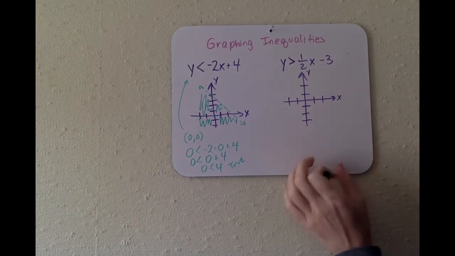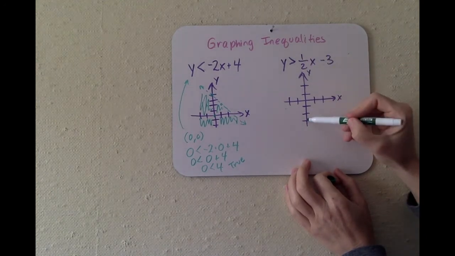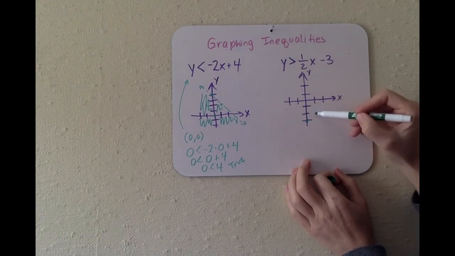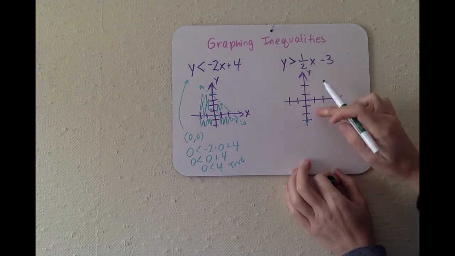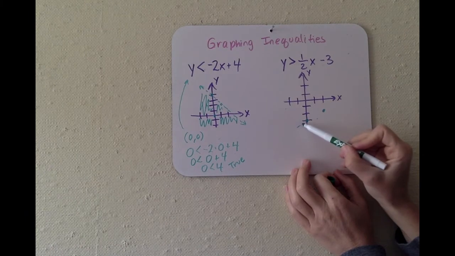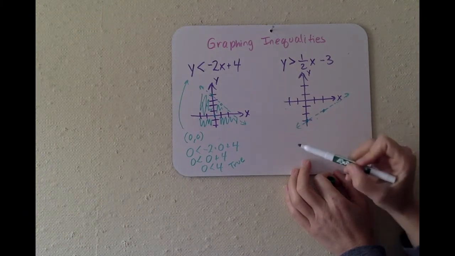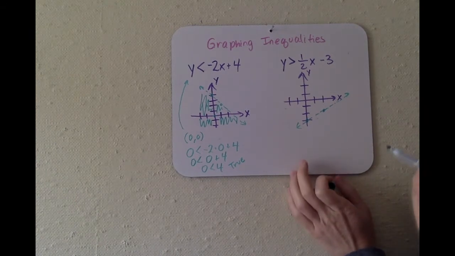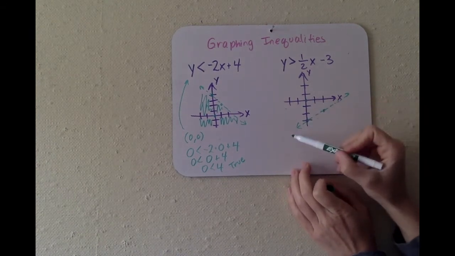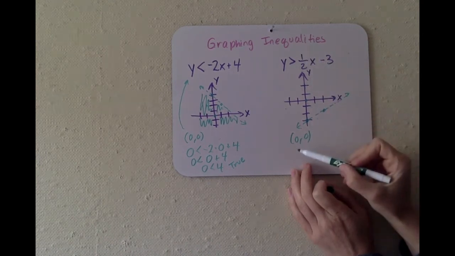So let's do another one. Since this is new stuff, we graph this: -3, going up 1 over 2. And again, when I connect these, it's going to be a dotted line, a dashed line. And then you can pick a point. It's usually easiest to pick (0, 0). So let's see if (0, 0) is a solution here.